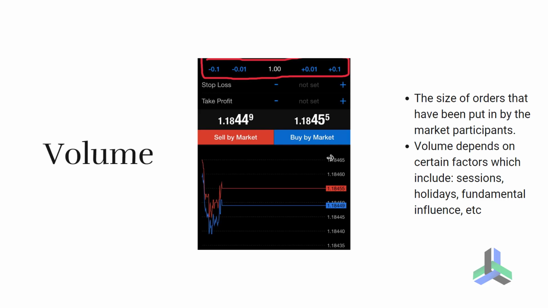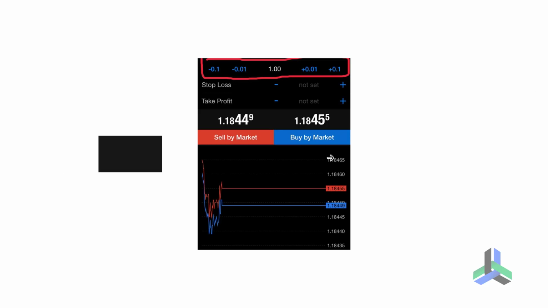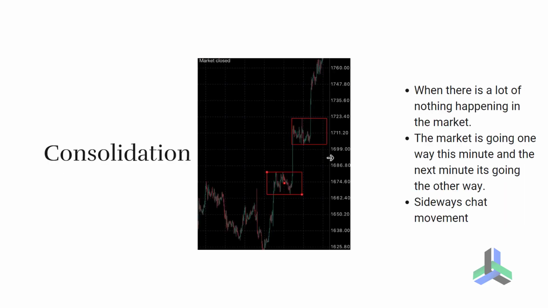Holidays, there are no volumes because there's nobody in the market. There could be fundamental influence like news, it could be natural disasters, there could be some political influence that affects the decision of market participants per time, and like so. Volume, it just shows the size of orders that are in the market at a particular period of time.